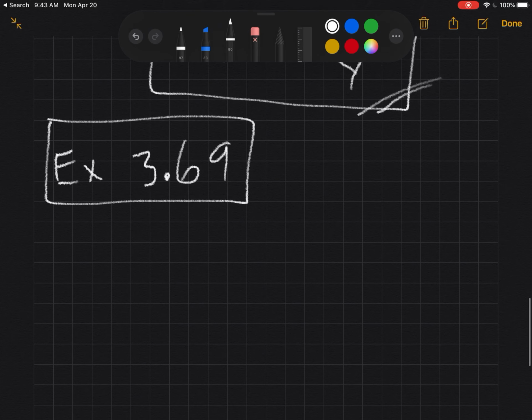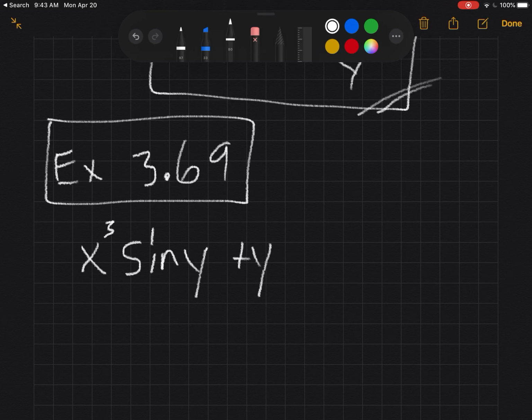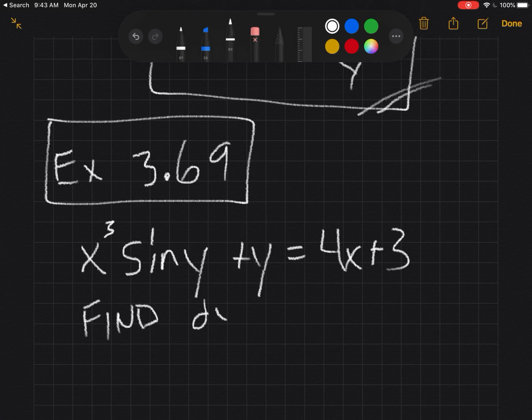So that's one example. I'm going to show you another example because I think that's the best way to learn this. So this is in your textbook, example 3.69.